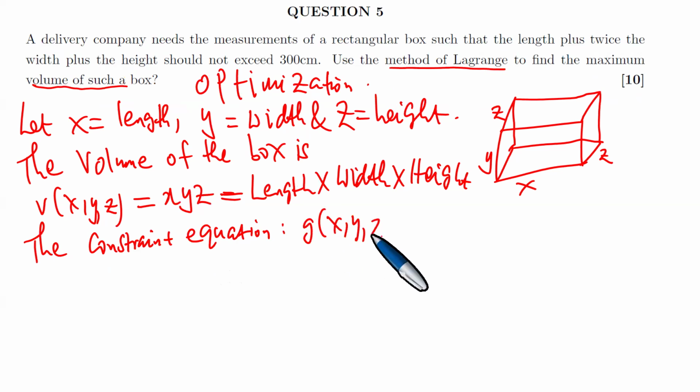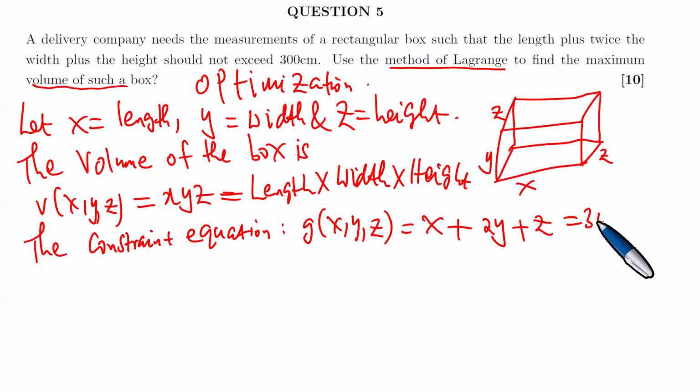So we call it G(x, y, z). Such that the length, and we call the length X, plus twice the width. The width is Y. So the length plus twice the width plus the height, which is Z, should not exceed 300. So it can always be 300 or less.